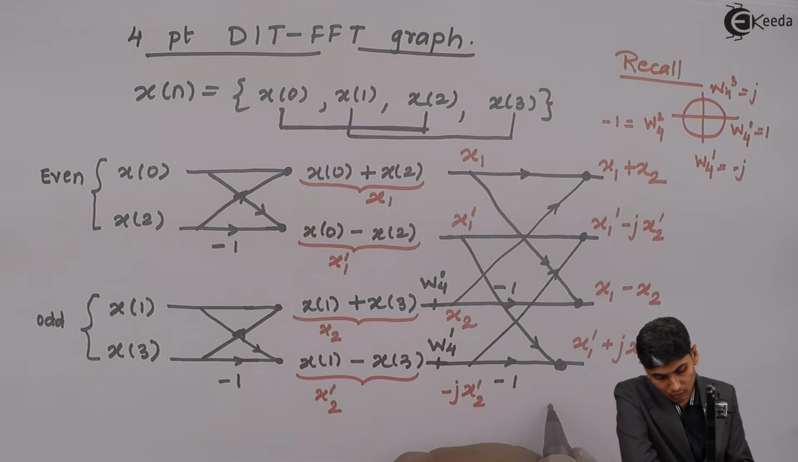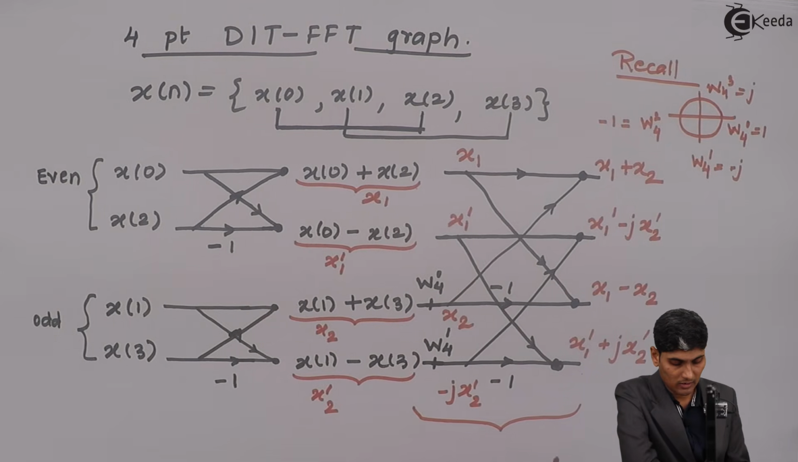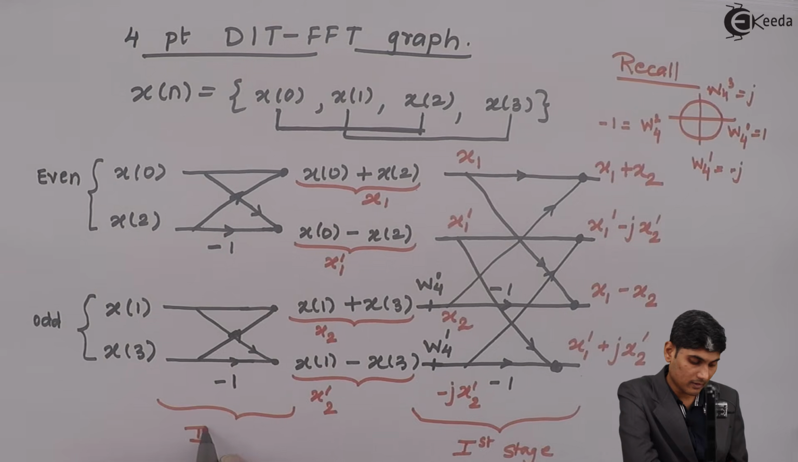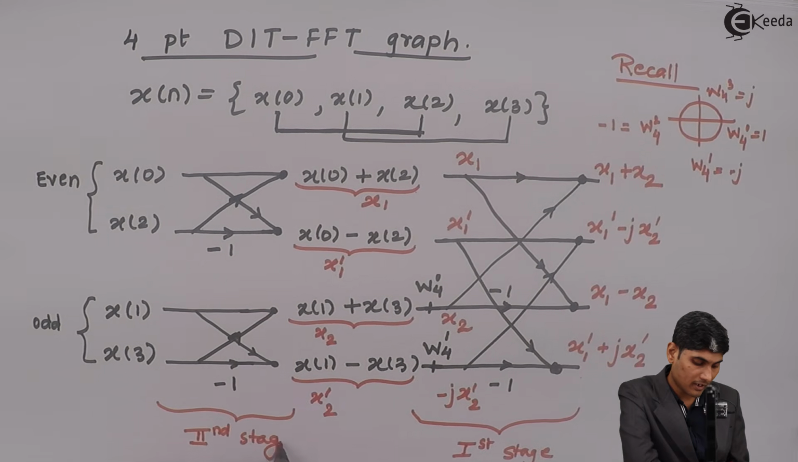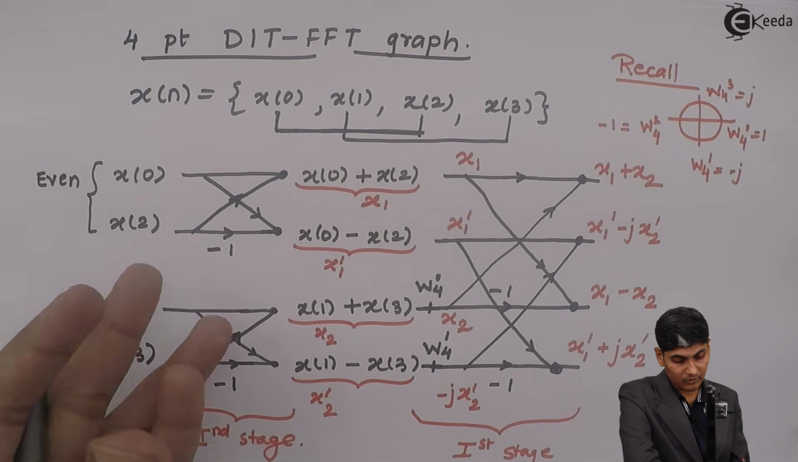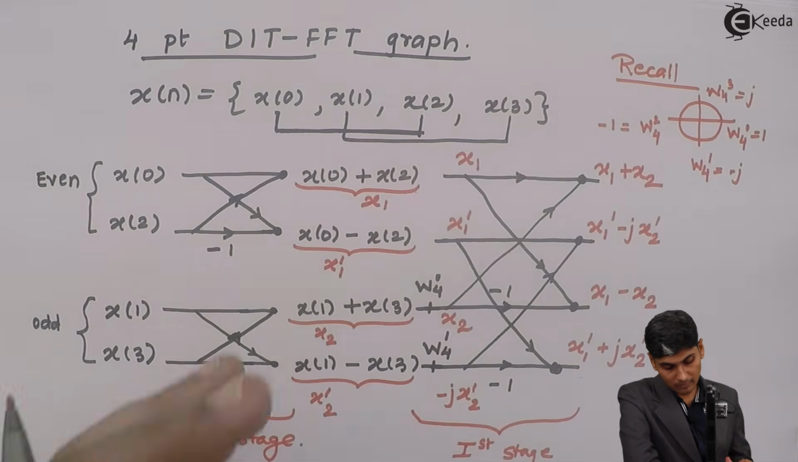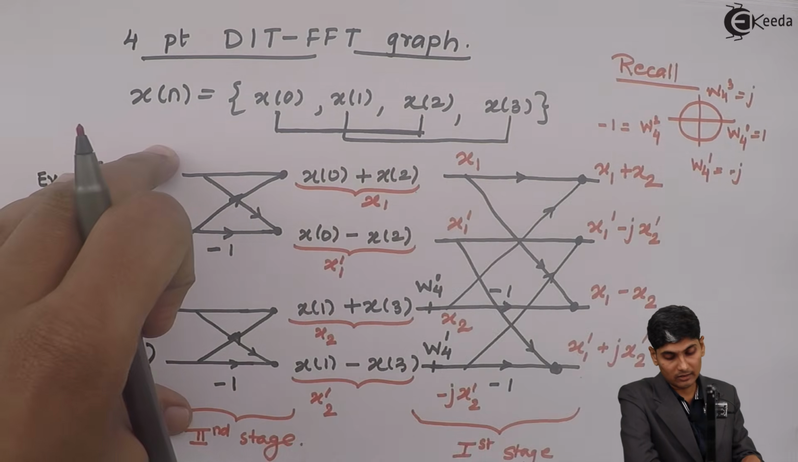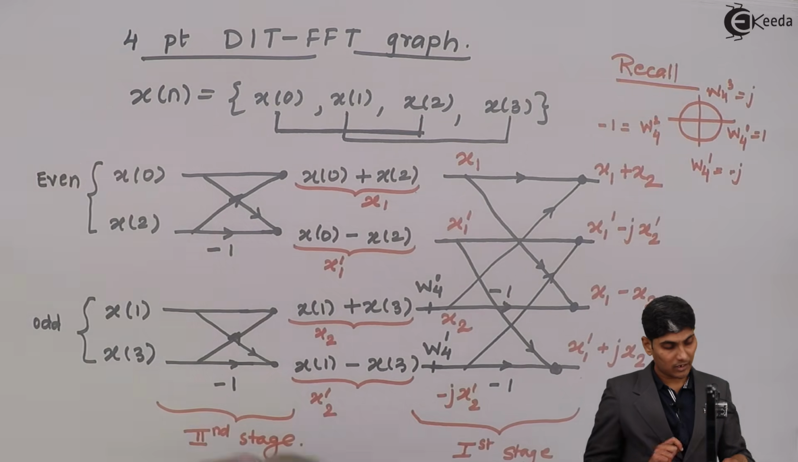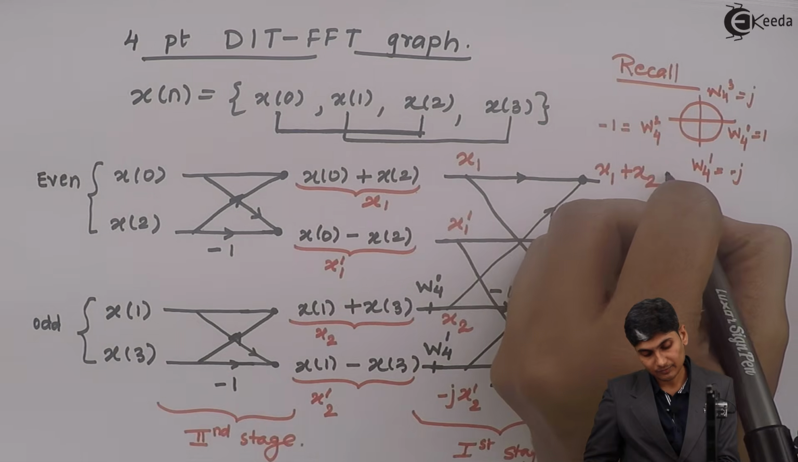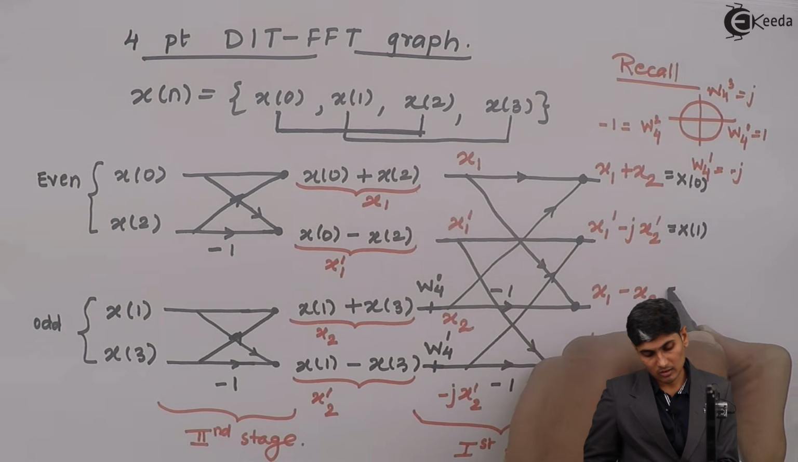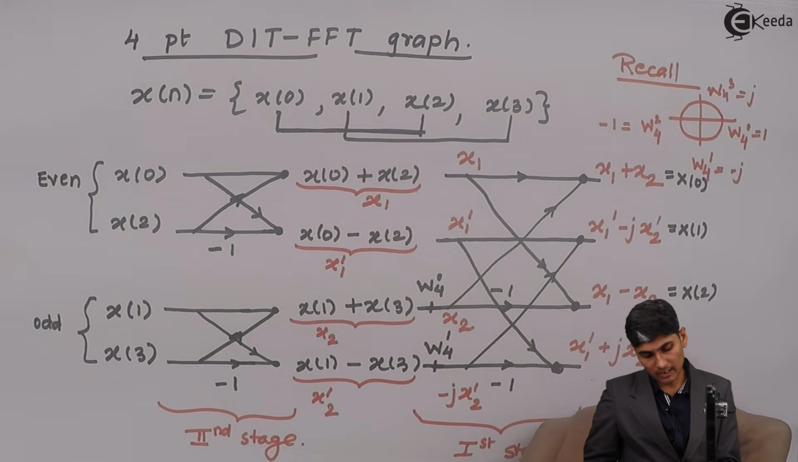So in a 4-point DFT, we call this the first stage, and this we call the second stage. Now some books might refer to it the reverse way. They might refer to this as the first stage and this as the second stage, but I personally believe that this is the first stage and this is the second stage. At the end of these crisscrosses, you are going to get x of 0, x of 1, x of 2 and x of 3.